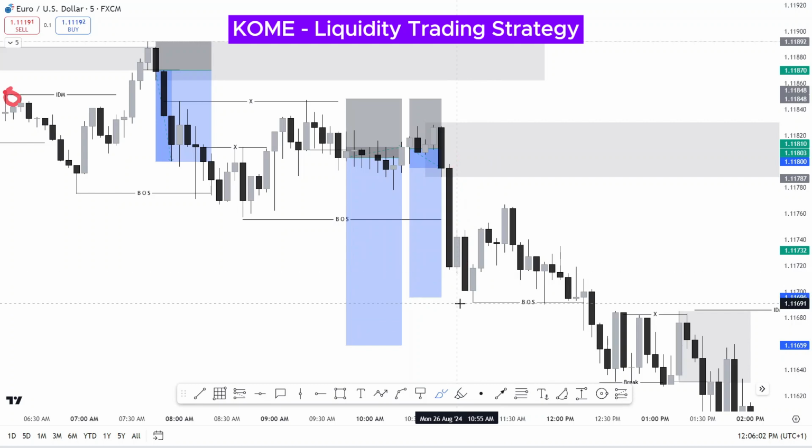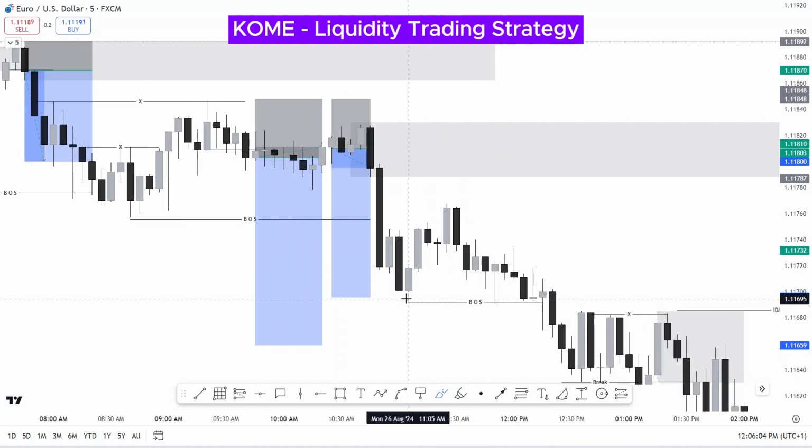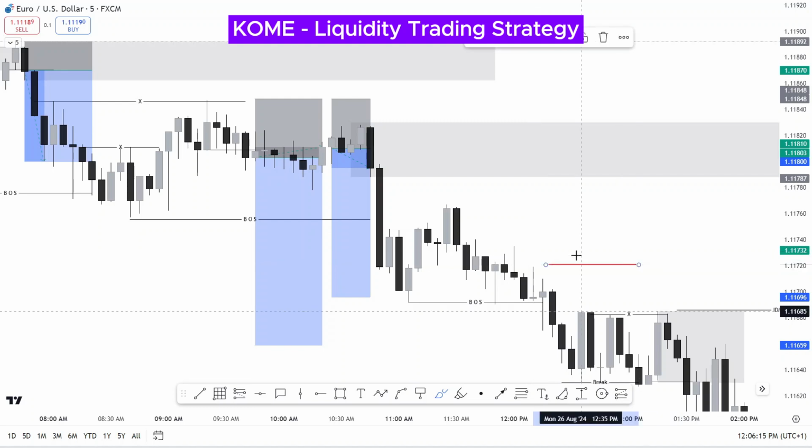And now we have what? A break of structure right here. So after the break of structure, what are we waiting for? We're waiting for inducement. And where's our inducement? This is our inducement. Okay, this becomes our inducement.